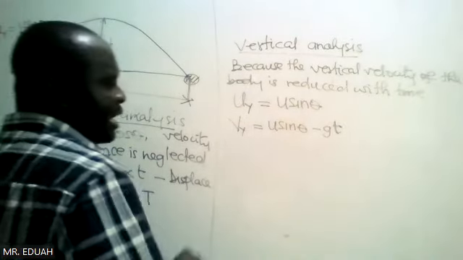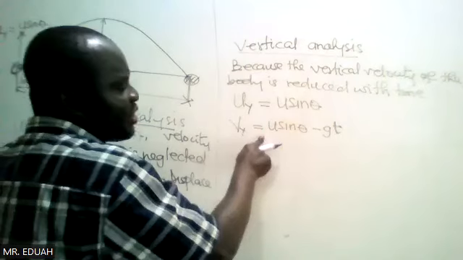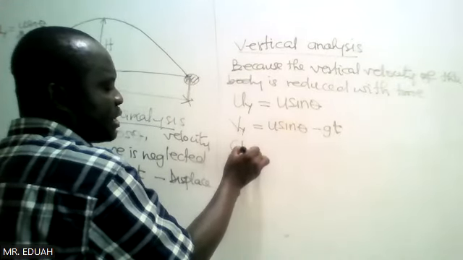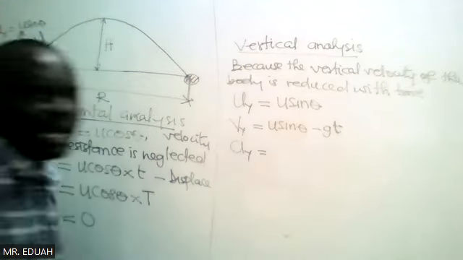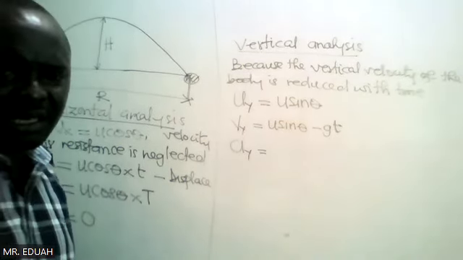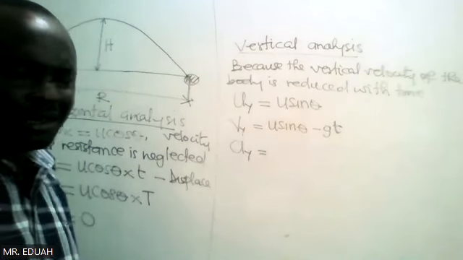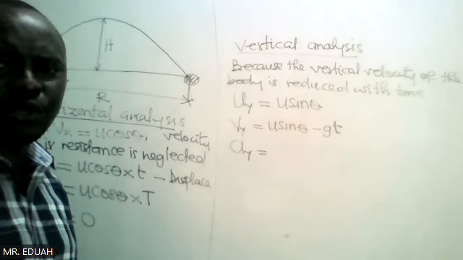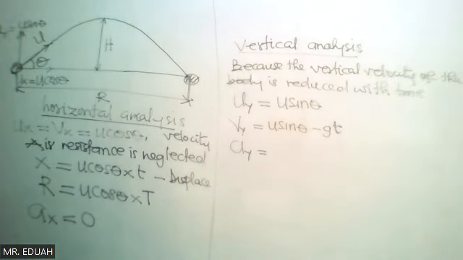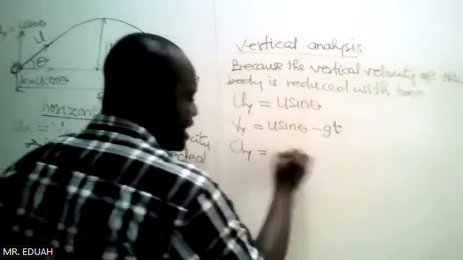What if the velocity decreases? Then what is the acceleration of the body vertically? What will you say about the acceleration of the body vertically? It will be decreasing, so it's negative.